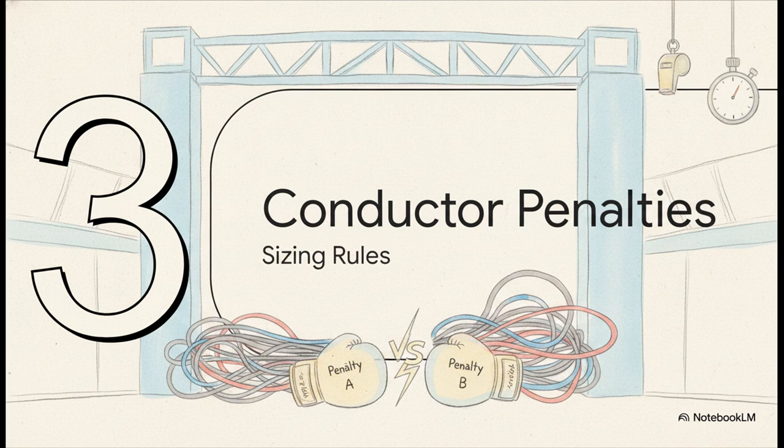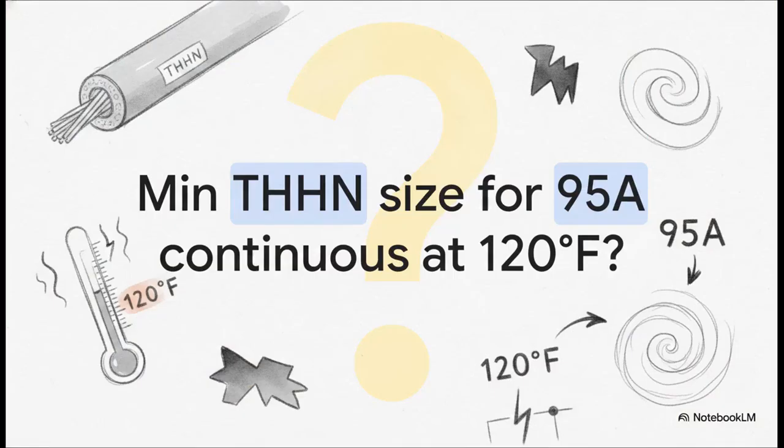Section 3, conductor sizing and penalties. All right, time to build some excitement because we are entering the penalty A versus penalty B arena. When multiple conditions try to derate your conductor at the same time, how do you know which wire size to actually pull? Let's take a sports commentator approach to this. Picture this. Classic, high-stakes exam scenario. You've got a 95 amp load. It's running continuous. And just to make it absolutely brutal, it's sitting in 120-degree Fahrenheit ambient temperature. You literally have 2 different penalties attacking your wire's ampacity at once. Take a second. How do you solve this?